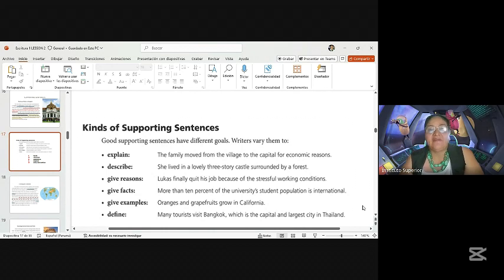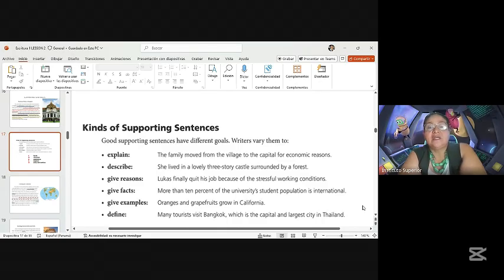For example, we have: the family moved from the village to the capital for economic reasons. This is an explanation. Why did the family move? They moved because they had an economic problem, an economic situation. That is an explanation. May describe: She lived in a lovely three-story castle surrounded by a forest. It's a description. For example, she is a tall, beautiful lady. It's a description.